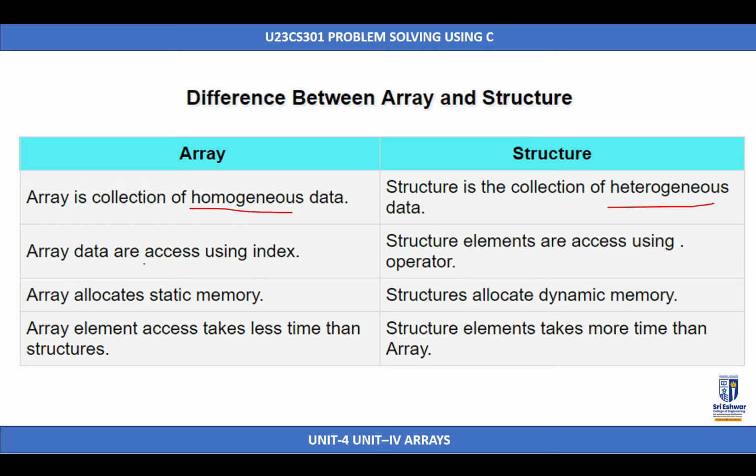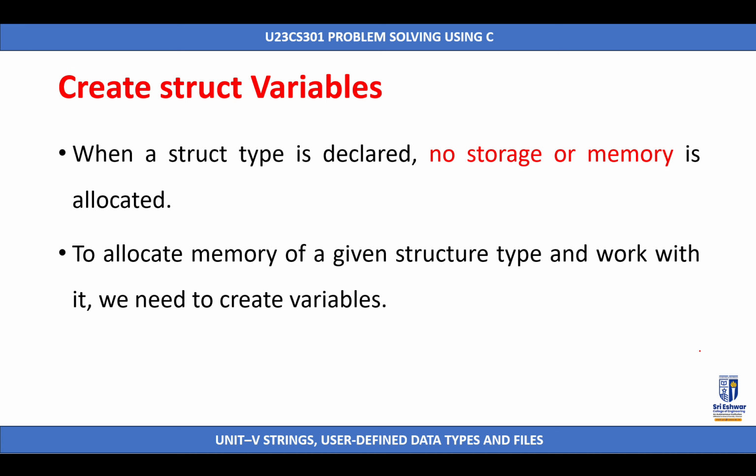An array can be accessed using the index. Here we use the dot operator to access the data. An array is static memory and a structure is dynamic memory. So here the access time will be less as compared to a structure. Since a structure is heterogeneous data, it is large data, and it will take more time than an array. So this is the difference between the array and the structure. When we go for multiple data or more data, we recommend structures. We will see each and everything one by one with an example now.